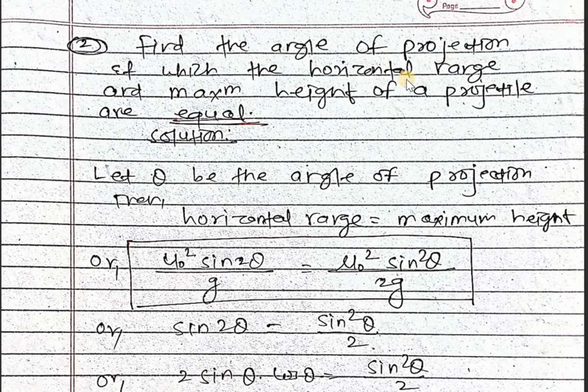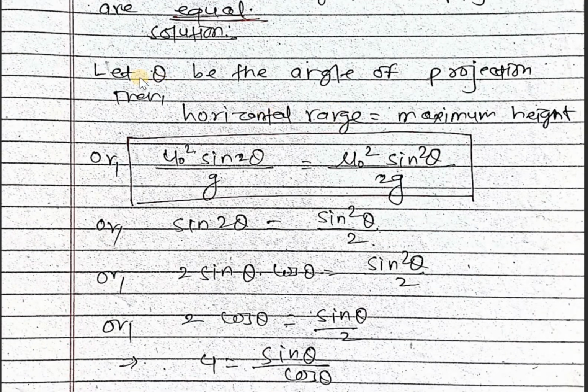And the next one is: find the angle of projection at which the horizontal range and maximum height of projection are equal. Let theta be the angle of projection. Then in the question, it is given that horizontal range equals maximum height. So the formula of horizontal range is u square sine 2 theta upon g, and maximum height is u square sine square theta by 2g.